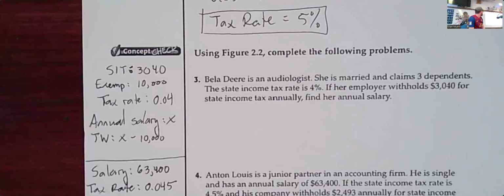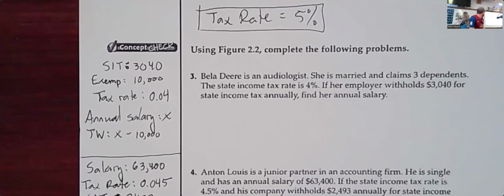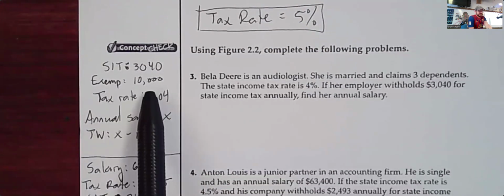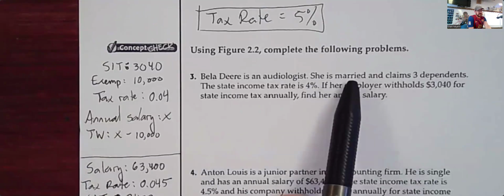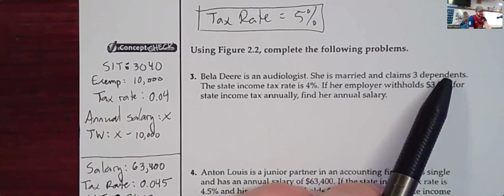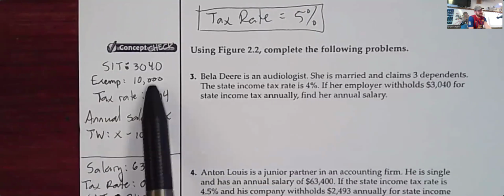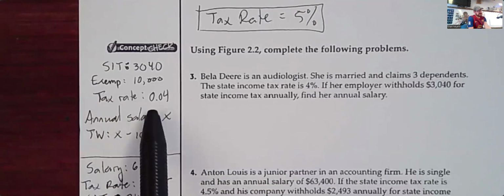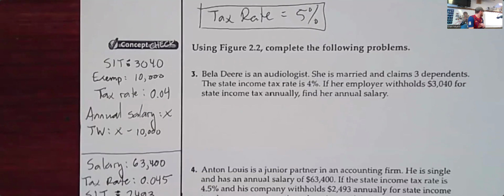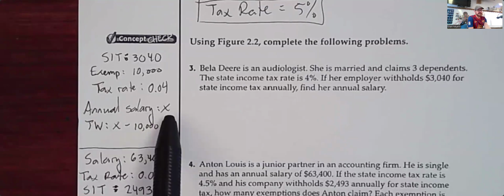So the state income tax for number 3 is $3,040. Tells us that right here. The total exemptions are 10,000. And the reason we know that is because she's married. That's worth $4,000. 3 dependents is another 2,000 each. So 6,000 for 3 dependents plus the 4,000 for being married, 10,000 total. State income tax rate is 4%, 0.04. We need to find the annual salary, which we don't know. So that'll be our variable X.